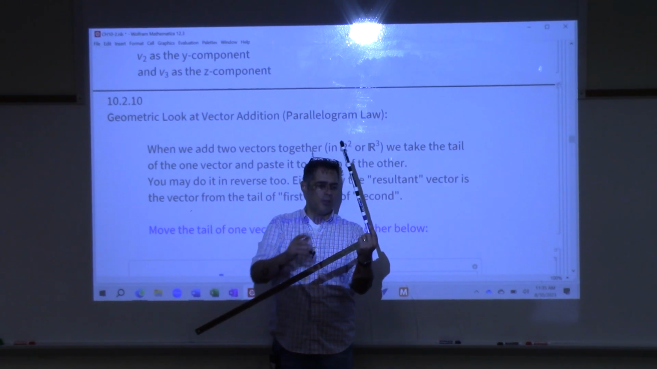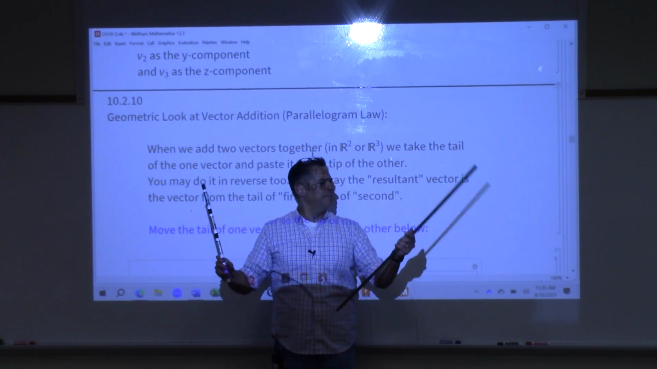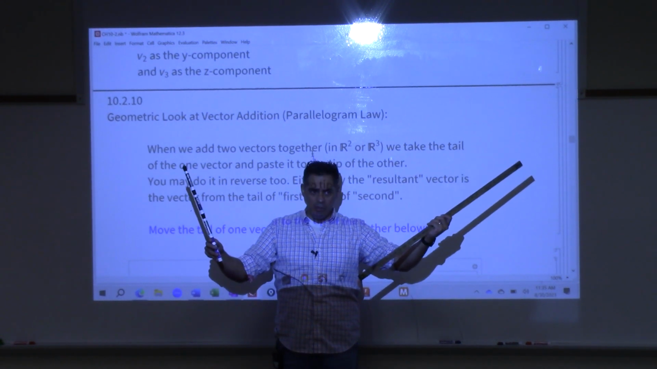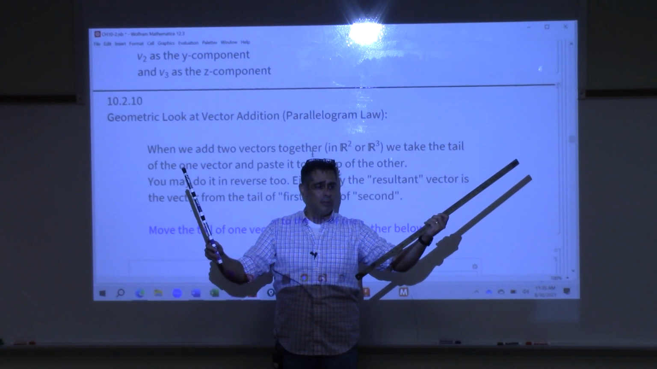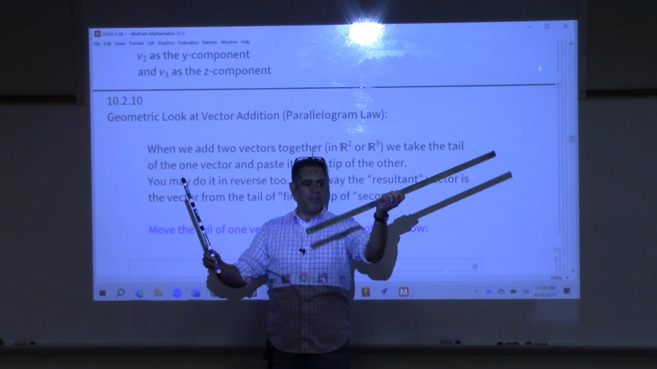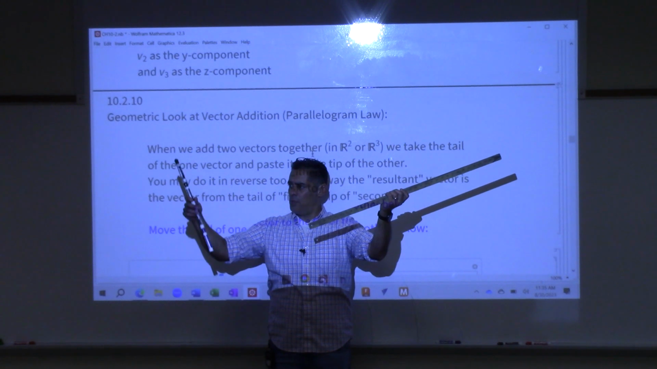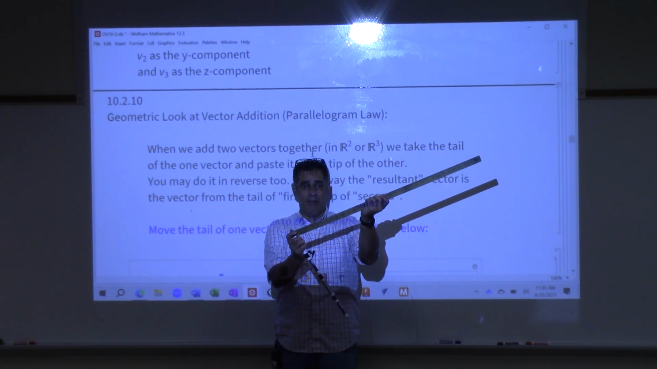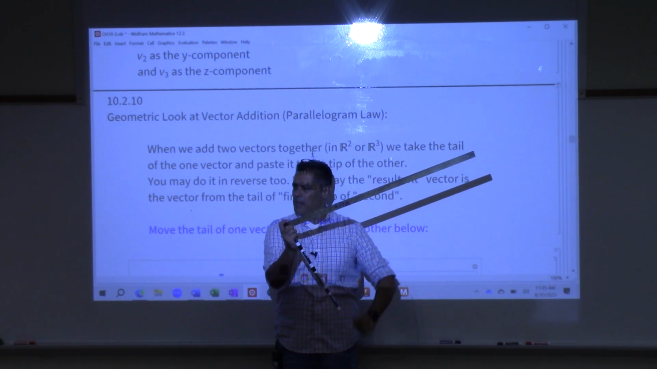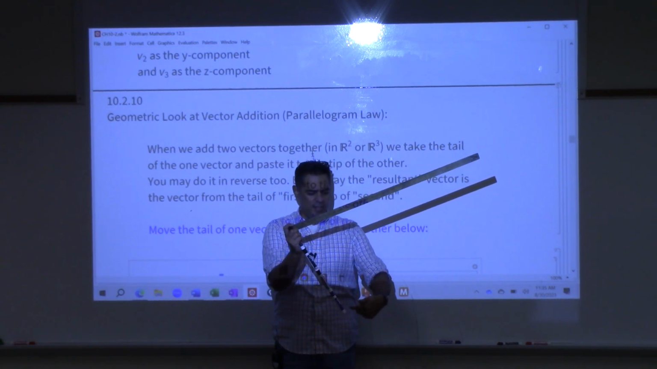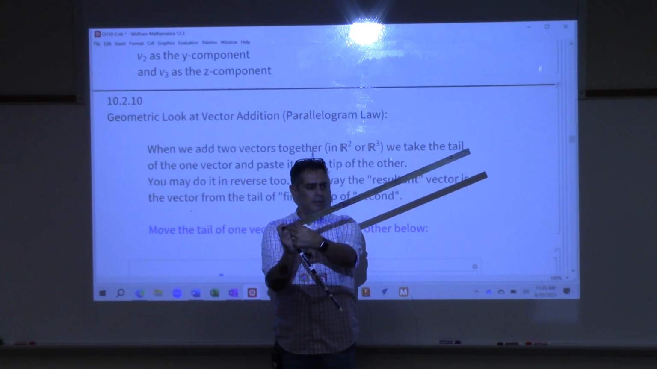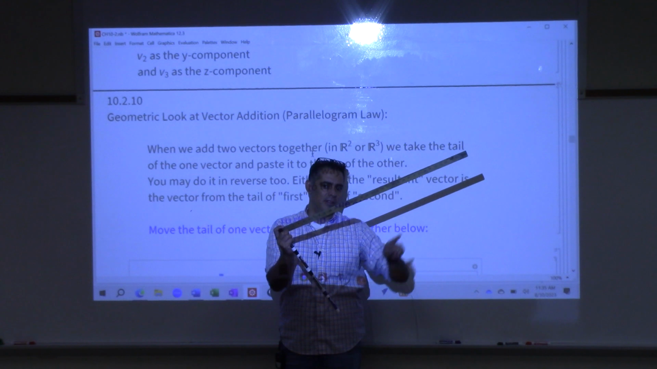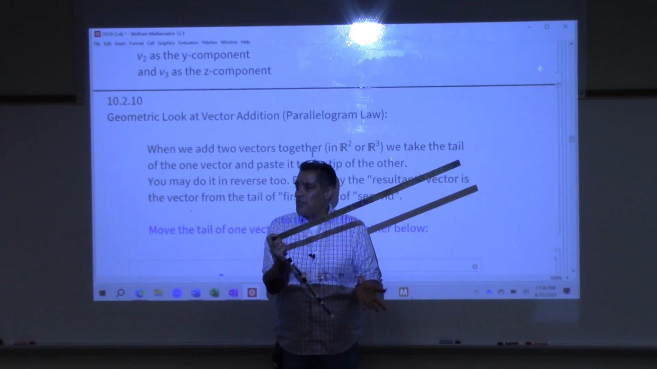With me? Okay. That was me taking the tip of this one and attaching it to the tail of this one. Vector addition says you could do it the other way around. So I could have left this one alone and taken this one, moved it down and over like this, and had that. That should be the same answer. You can see that you go from here to here, and then here to here. So the result is really going from here to here, which is the same thing we just had.